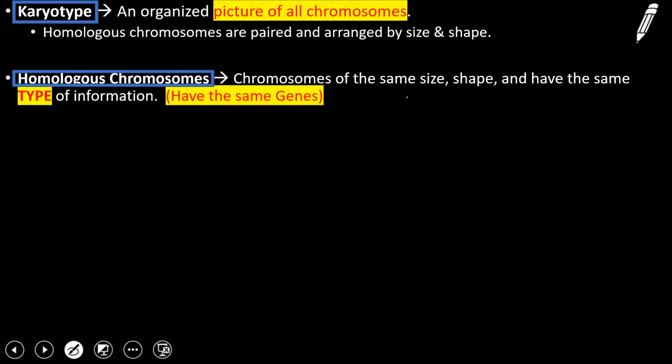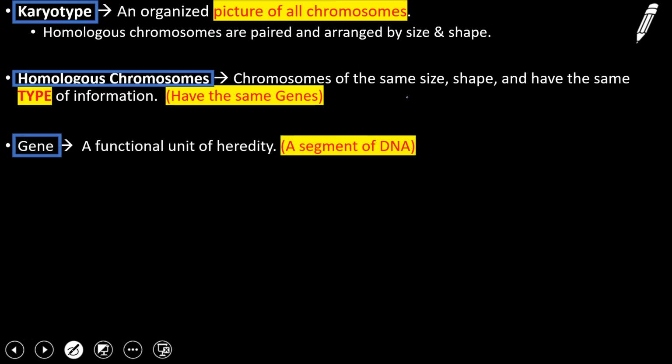When I say type of information, I really mean they have the same genes, and you've probably heard that word before. So what is a gene? A gene is a functional unit of heredity. That's a fancy way of saying it's a segment of DNA. It's a functional segment of DNA, okay?